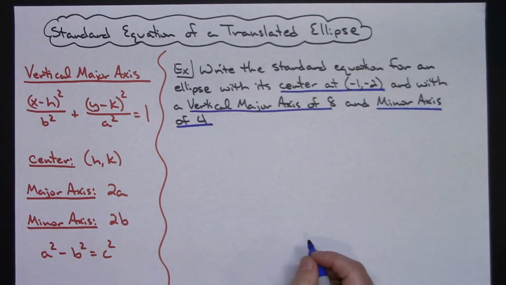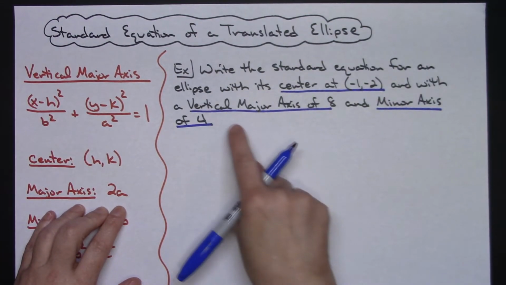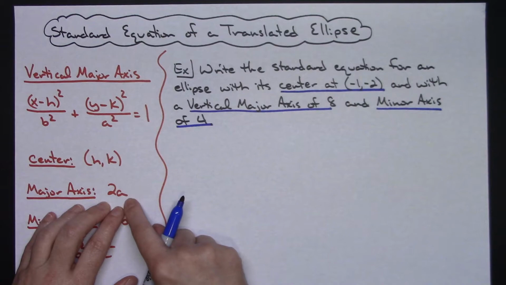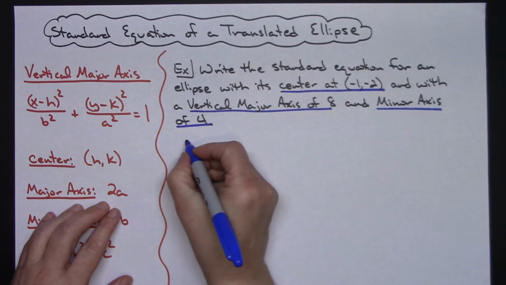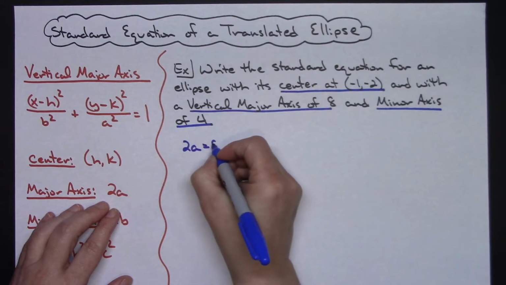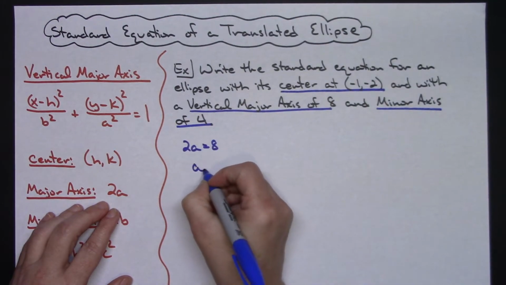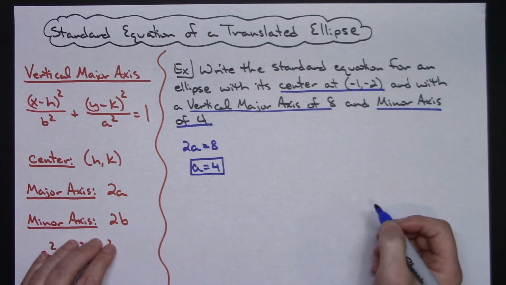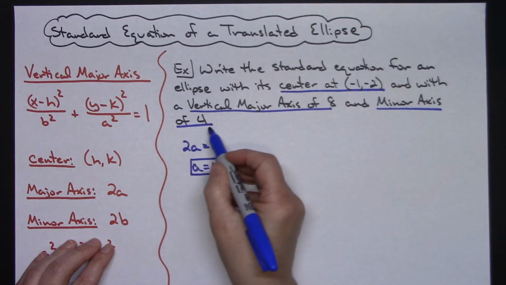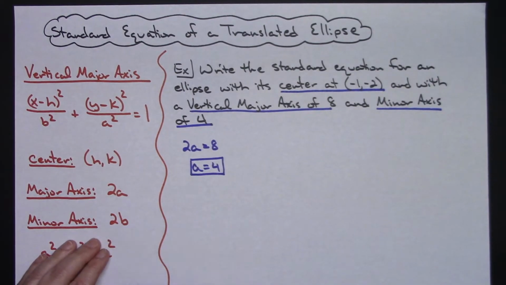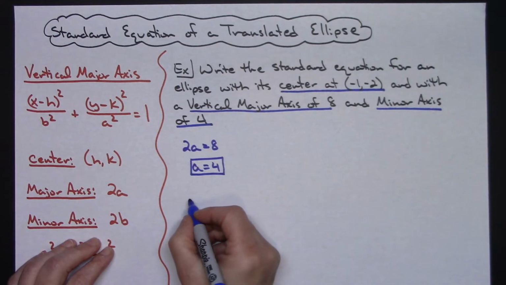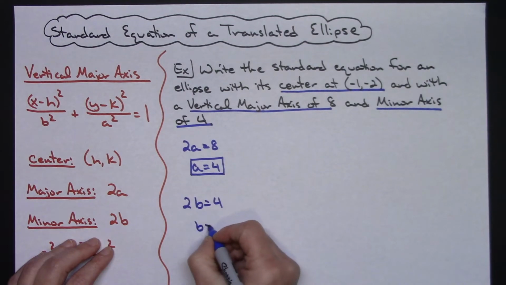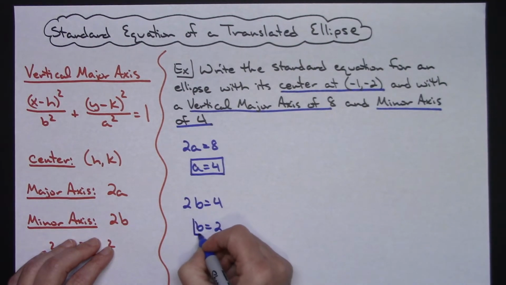For starters, I think we're just going to find our a value. Our vertical major axis is 8. Well, if I know the length of the major axis is 2a, I can set 2a equal to 8, divide both sides by 2, and solve for a. That tells me my a value is 4. I can do the exact same thing with the minor axis, which has a length of 4. My formula is 2b for my minor axis, so I can set 2b equal to 4, divide both sides by 2, and find out that my b value is 2.